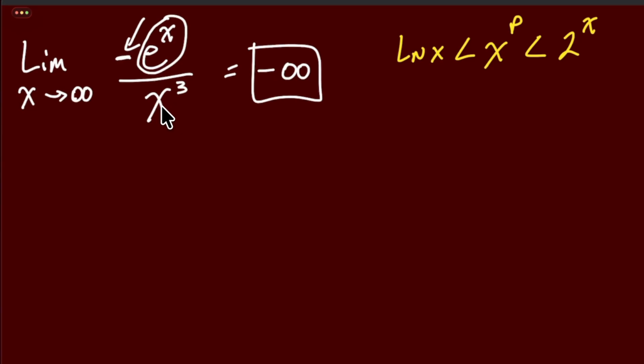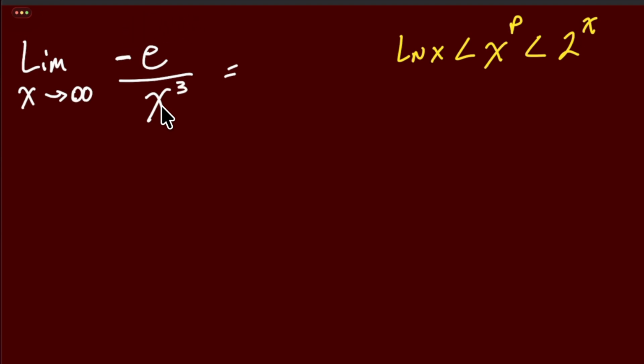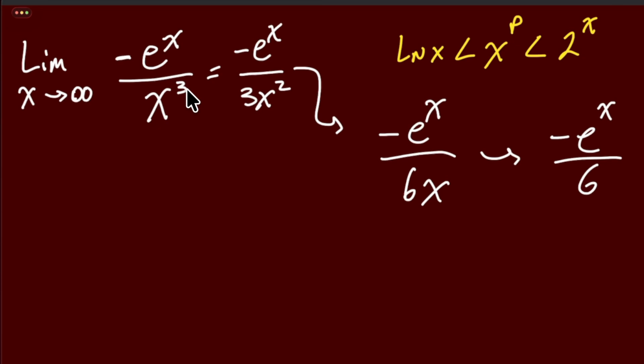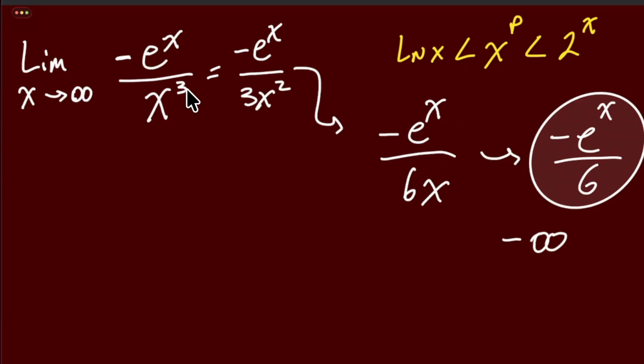Folks, the other way to do this is to recognize that we have negative infinity over infinity to start with, and that is L'Hopital's friendly. So if we went ahead and took the derivative of the top and the bottom, again, we are not using the quotient rule. The top is going to stay negative e to the x. Using the power rule down below, we're going to get 3x squared. We're going to do this again, negative e to the x over 6x, and again, negative e to the x over 6. And at this point, it's clear that that limit is negative infinity.